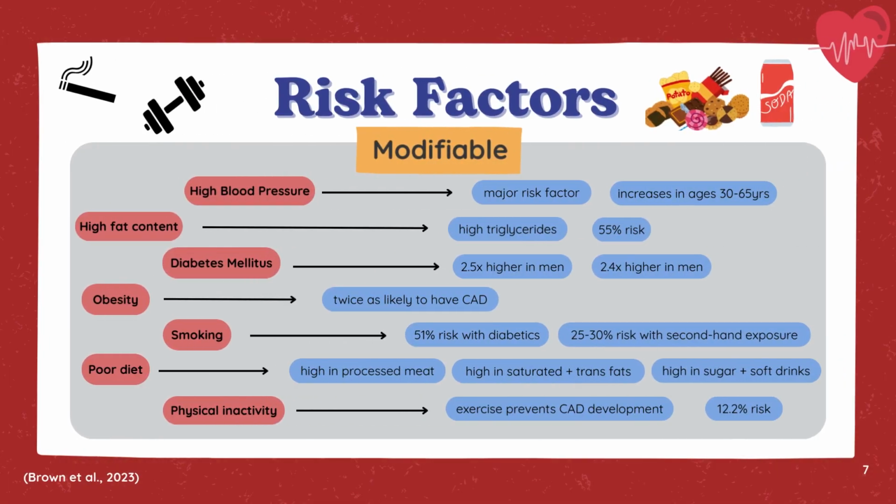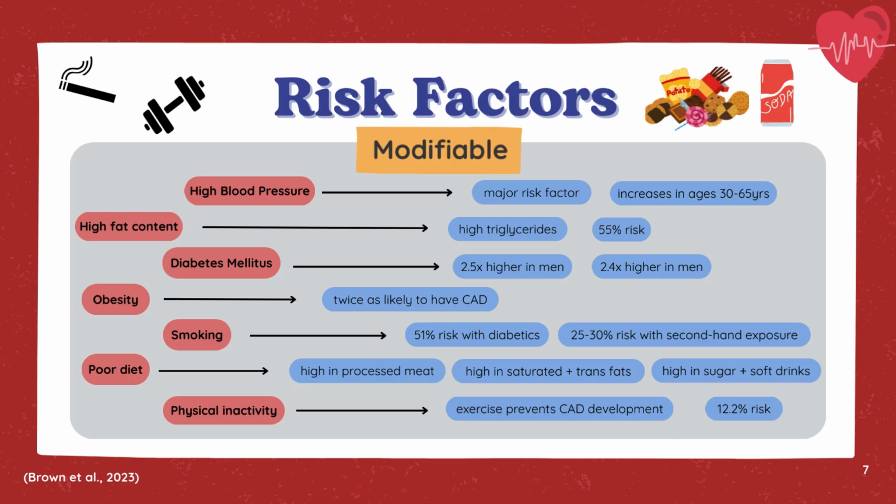Coronary artery disease, or CAD, is one of the leading causes of death worldwide, but the good news is that many of the risk factors are actually preventable. Let's start off with what we can control. High blood pressure, or hypertension, is a major risk factor. It often increases between ages 30 and 65, putting you more at risk of CAD. High cholesterol, especially high triglycerides, is also a big concern, as it is the second most common risk factor for CAD and raises your risk by over 50%.